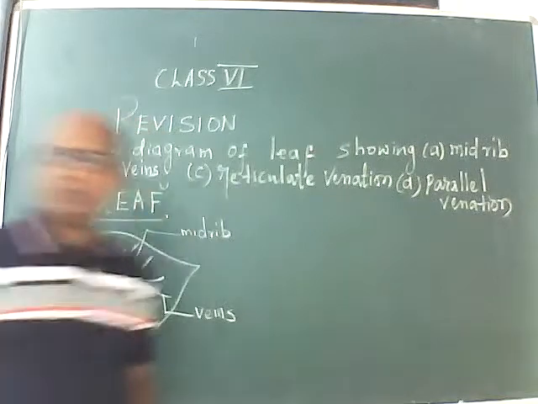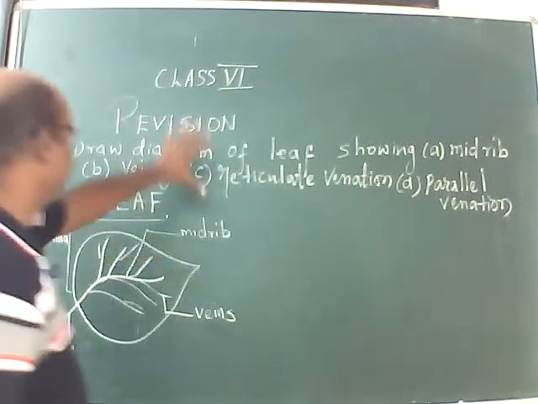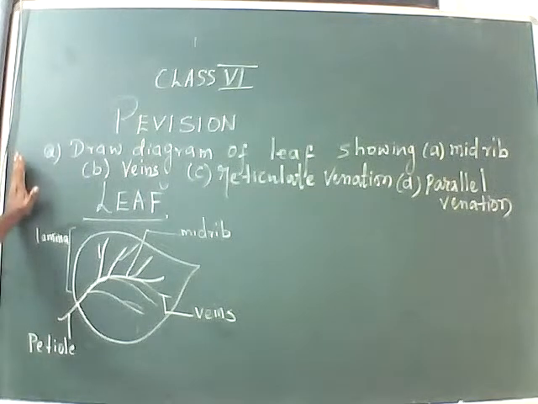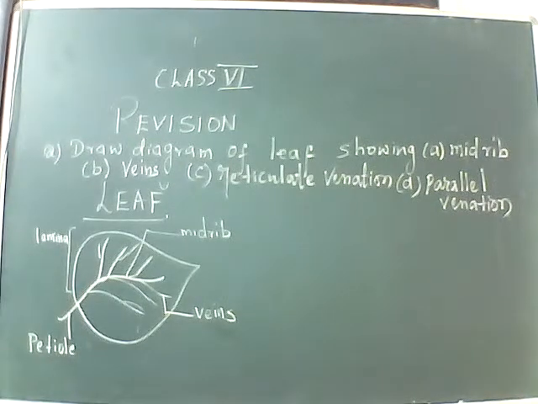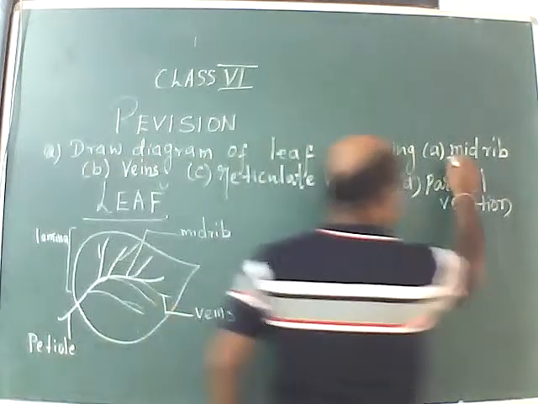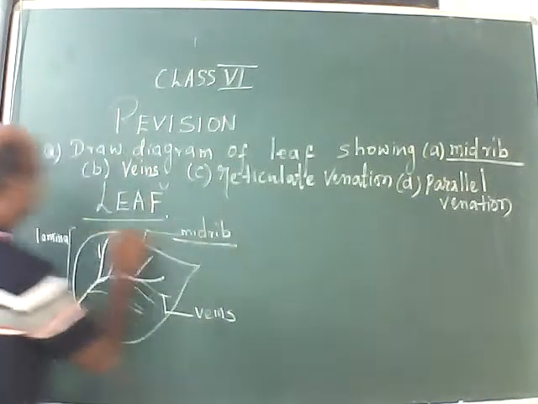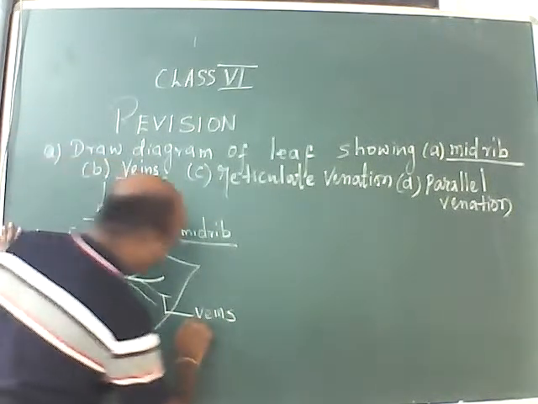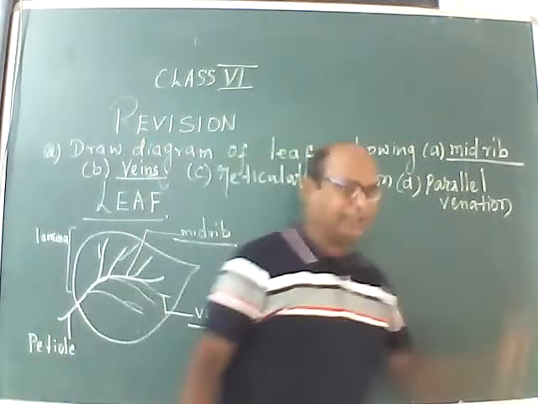So all of you write down this question in your notebook. Because this is the revision from the lesson Getting to Know Plants, you have to write. You make a notebook like this and start writing. So here the question is midrib. We have already labeled midrib and veins. But there are two more: reticulate venation and parallel venation.